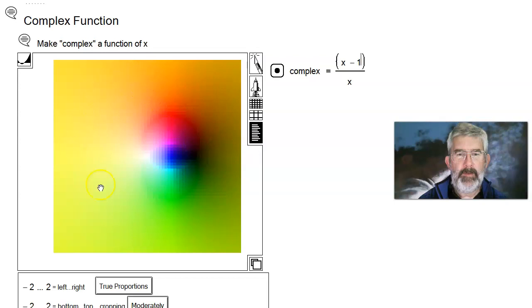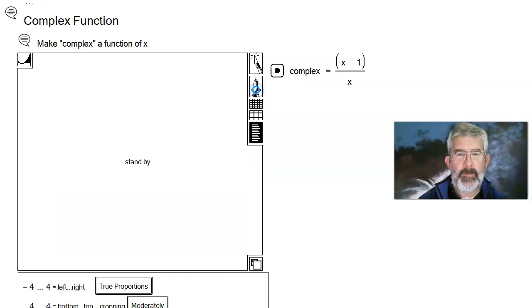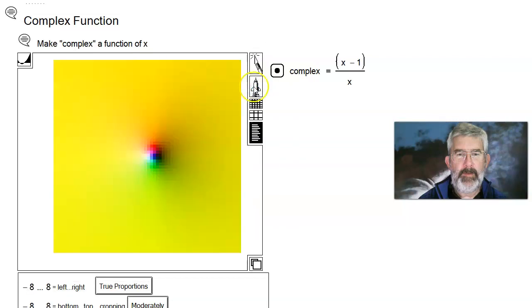I also see that this looks very yellow. Again, I'm going to zoom out, and I see that as I zoom out, the whole thing is getting yellow. This is telling me that this function has a horizontal asymptote of 1. As you get far away from 0, the color is going to yellow, which is the color of 1. It's the horizontal asymptote of 1.